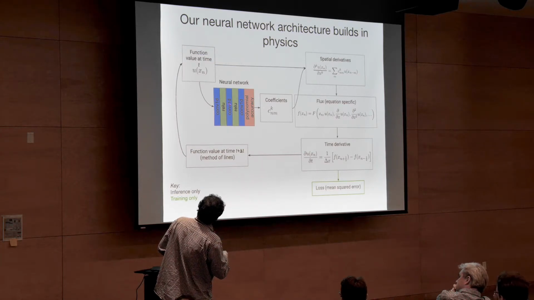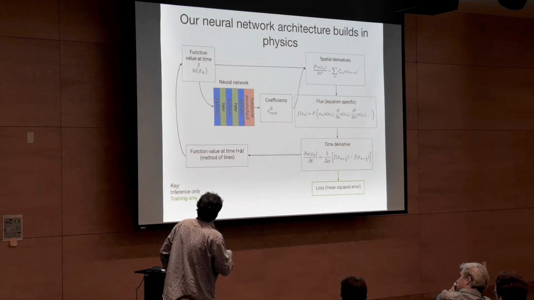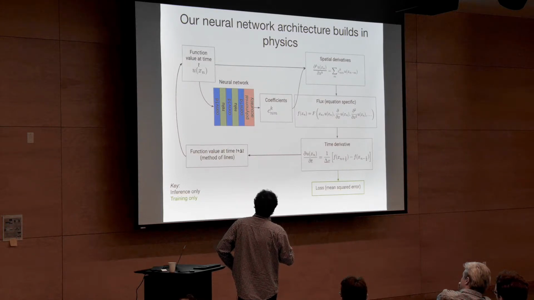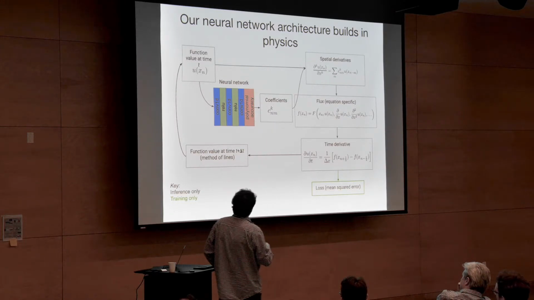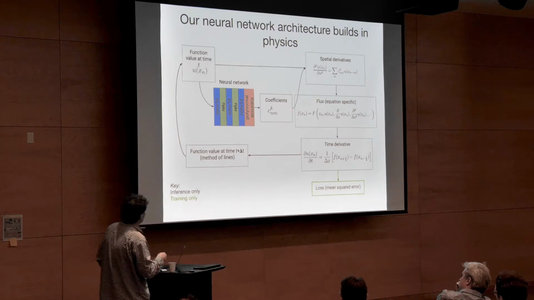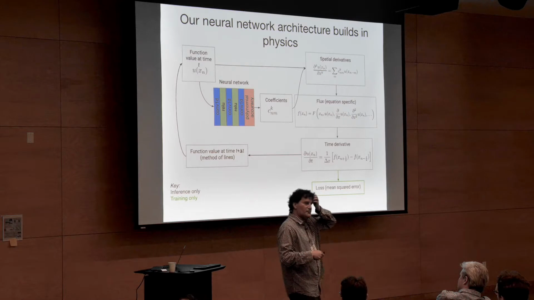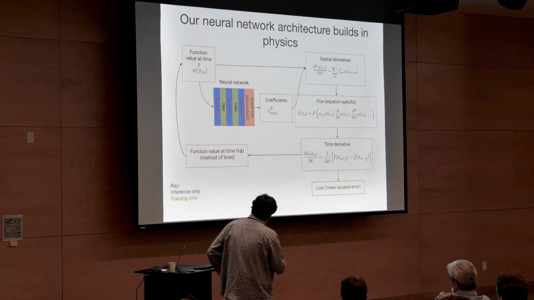These coefficients are generated from a neural network. We use a convolutional neural network of a rather simple form. At the end, and this is something you could choose to do or not, we impose polynomial accuracy constraints on the coefficients to basically make sure that the method is accurate to some order. You can do this or not, it doesn't really matter. And then we train it.